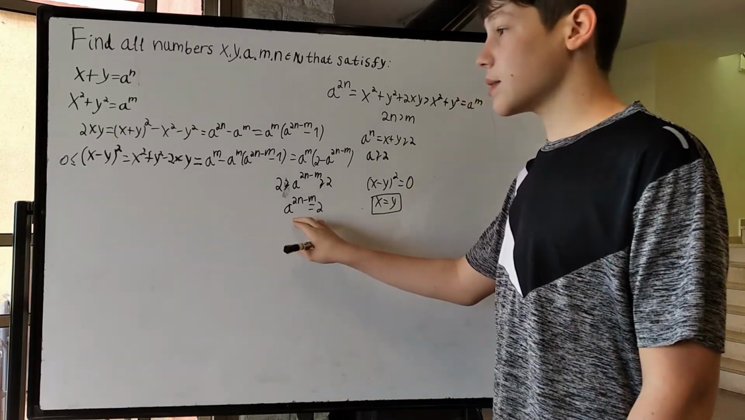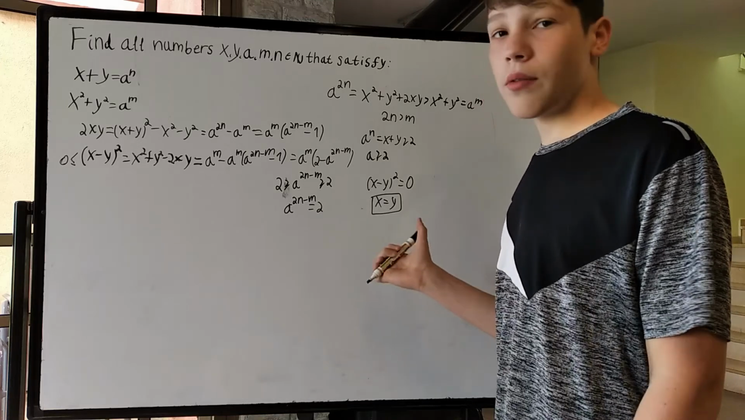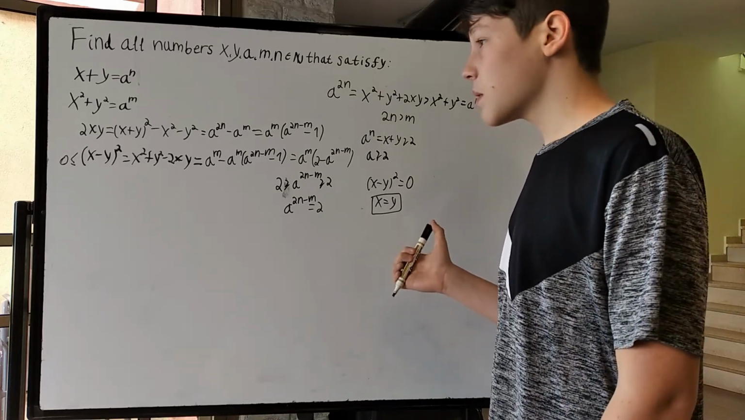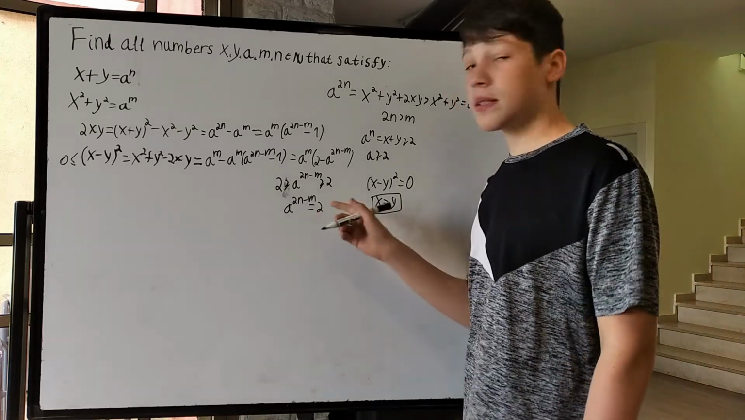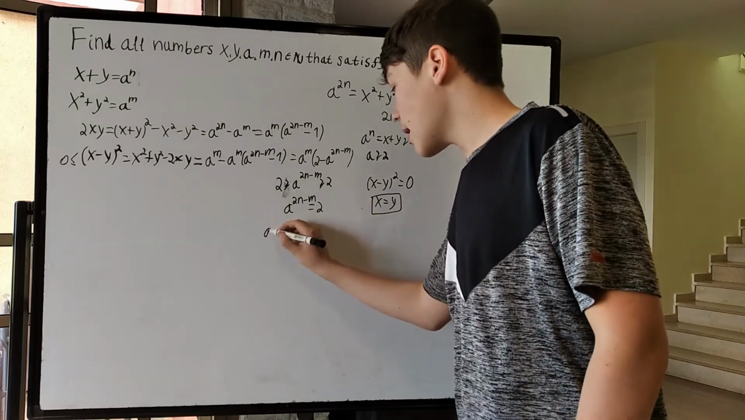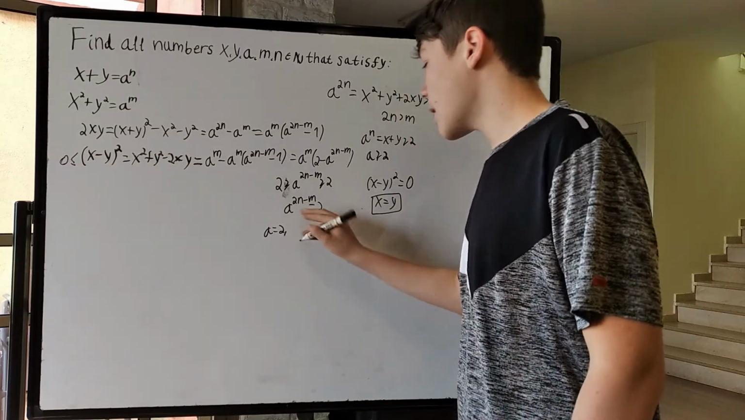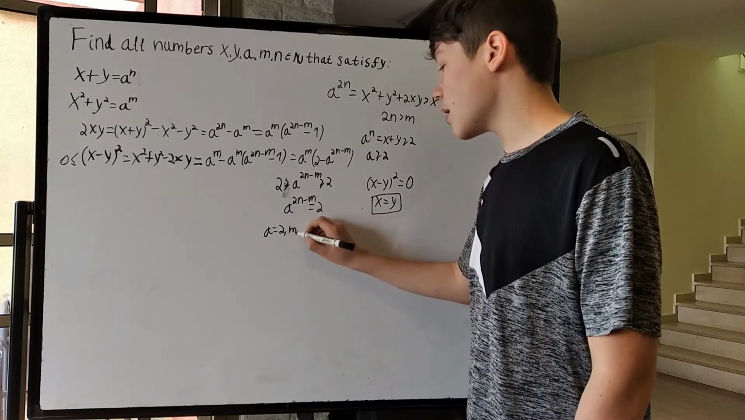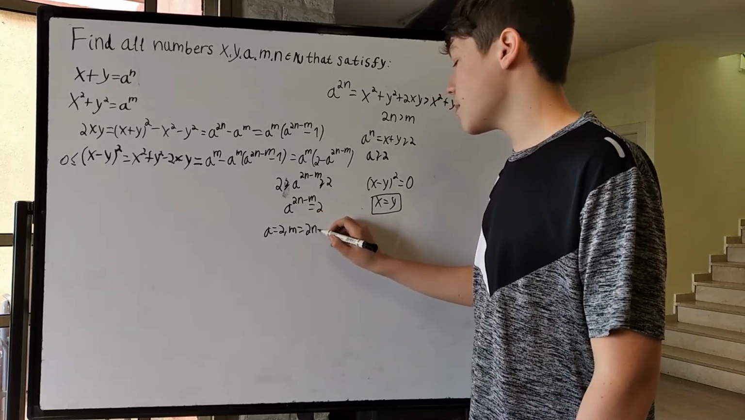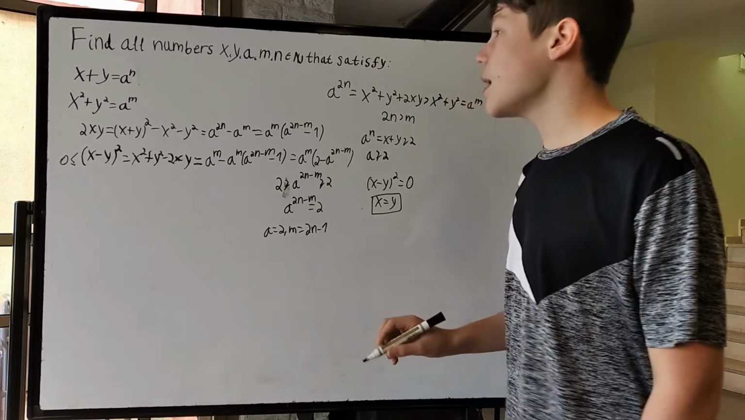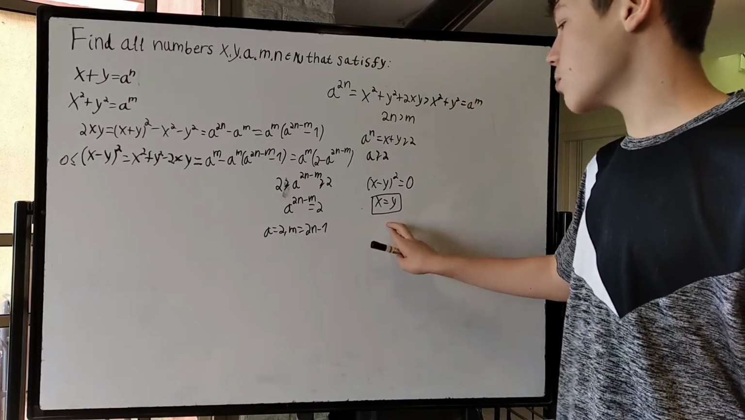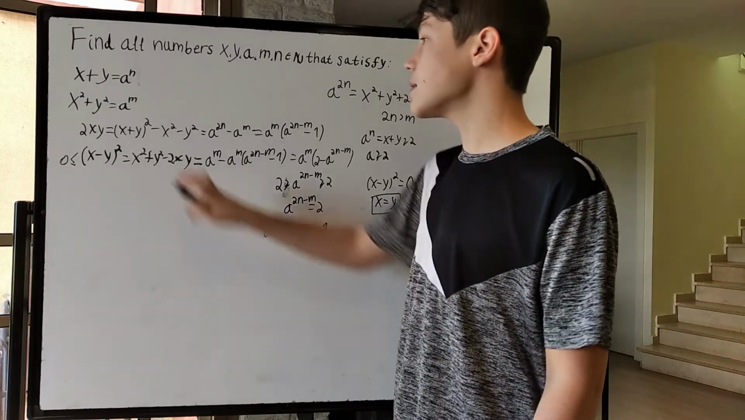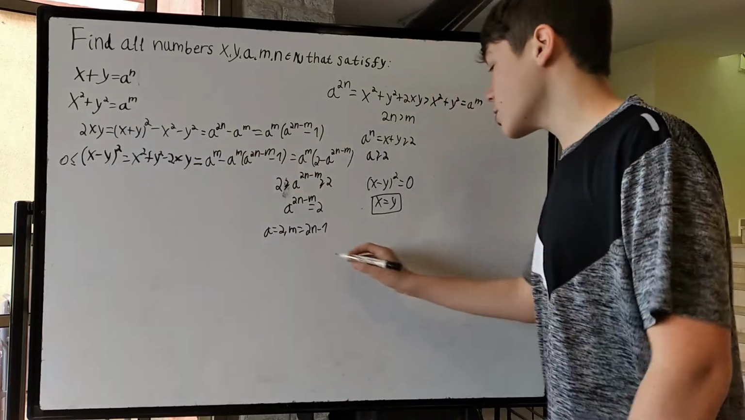But now let's look at this. a has to be bigger than or equal to 2. But if a to some power is equal to 2, a has to be equal to 2. And the power has to be 1. So 2n minus m is 1. So m is 2n minus 1. Now, we know that x is equal to y. We know what a is. Let's plug it into the first equation.